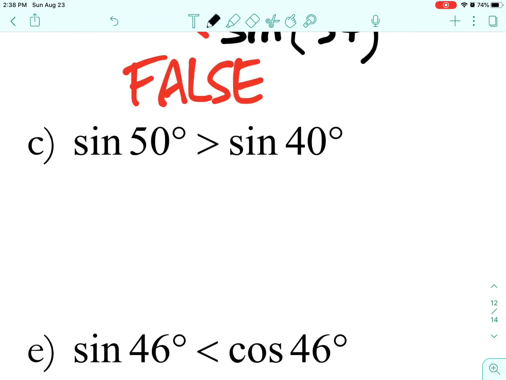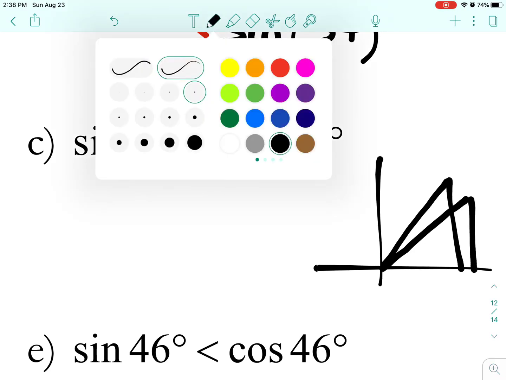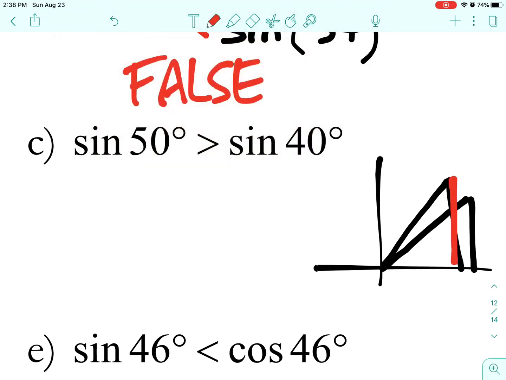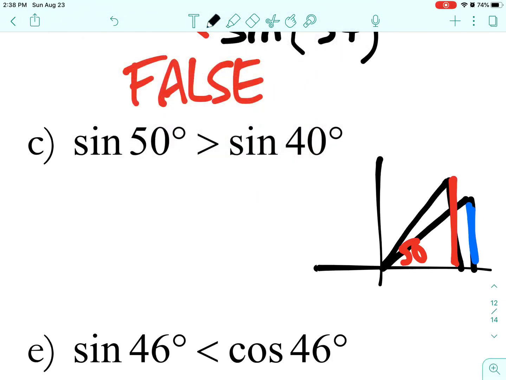Sine of 50 versus sine of 40. 50 degrees looks like this. 40 degrees looks like this. Which one is bigger? The 50 degree angle has a bigger y value than the 40 degree angle. Comparing just those y values, again, because this is a sine problem, sine is referring to the y value. So in this case, the sine of 50 degrees has a bigger y value than the sine of 40. That makes this one true.